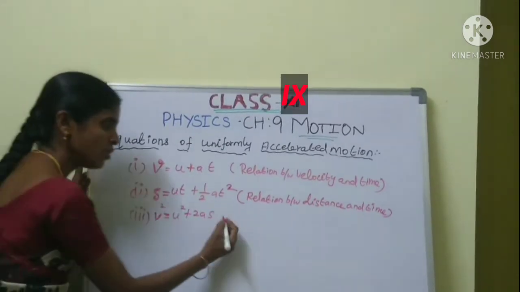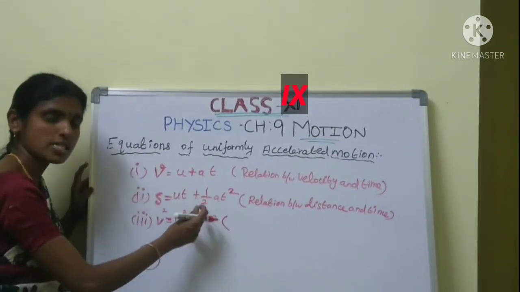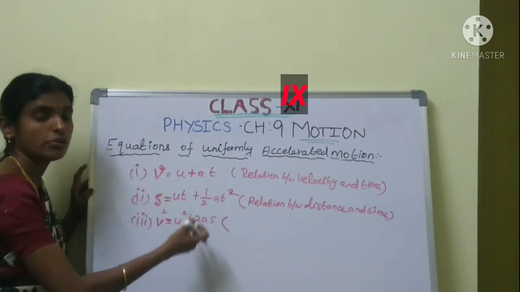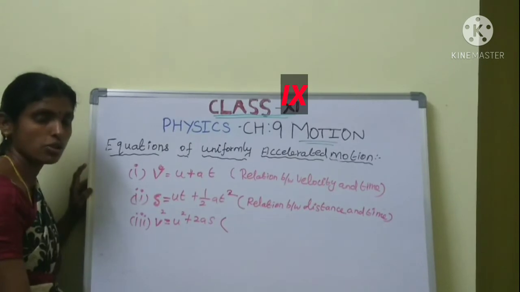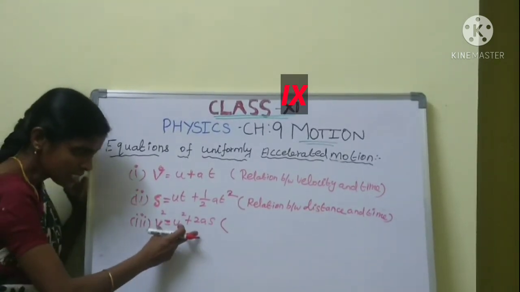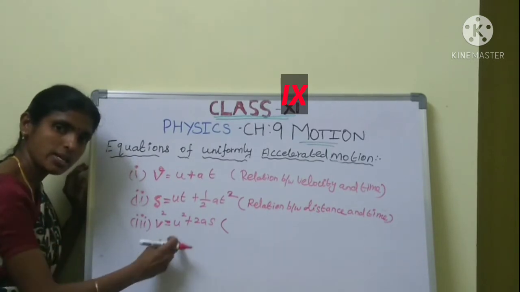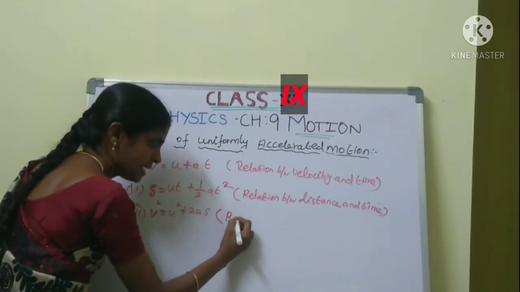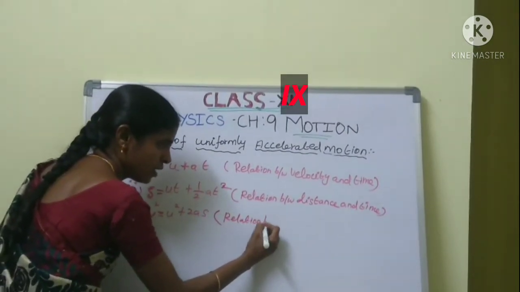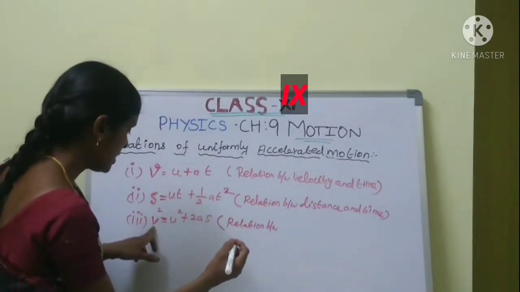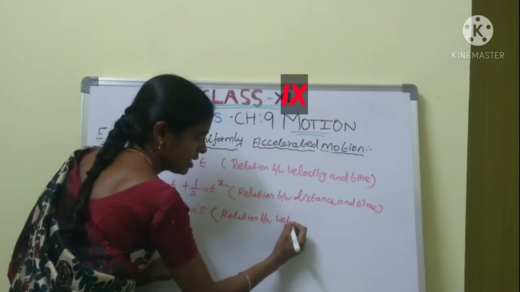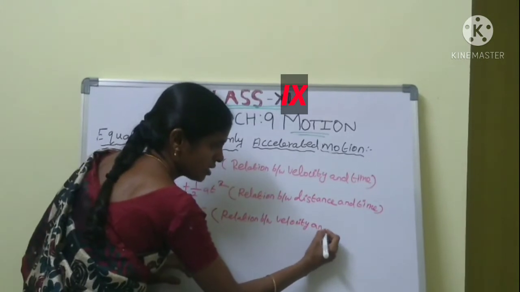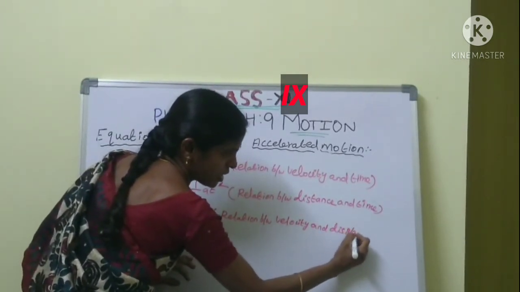Okay, see here, what is acceleration? It is nothing but an increase or decrease in velocity. That is called acceleration, the rate of change of velocity. So don't confuse that. In this equation, time is not present here; only velocity and distance. So we can write that the third equation is the relation between velocity and displacement.